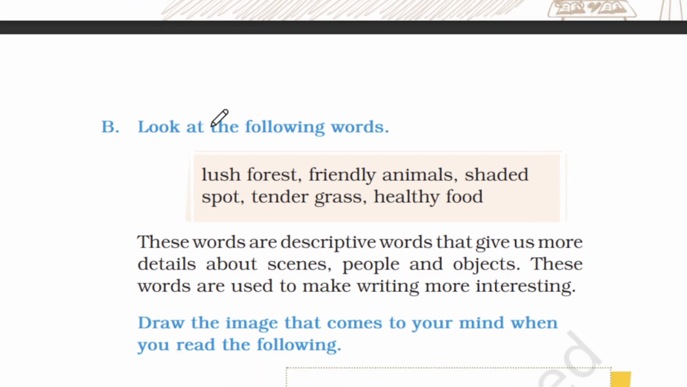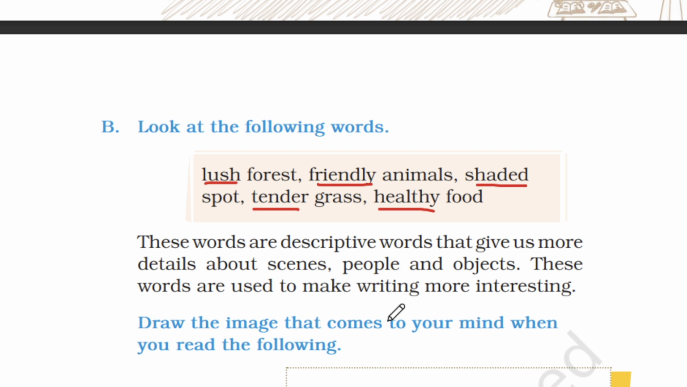Okay, next. Looking at the following words, we have lush forest, friendly animals, shaded spot, tender grass, healthy foods. These words are descriptive words that give us more detail about the scene. For example, lush forest, friendly animals, shaded spot, tender grass, healthy food. These words give more detail about the things, the place or the object. These words are used to make our writing more interesting.